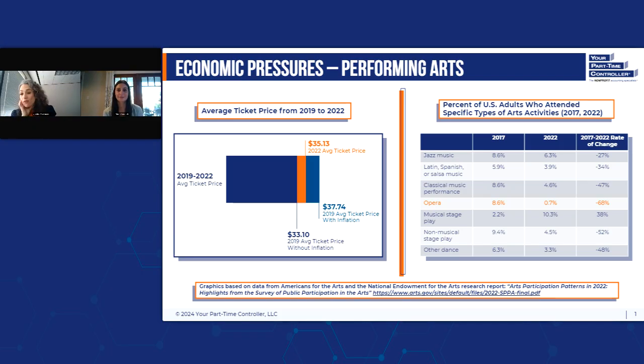And then classical music being right there behind it, having those being the kind of three biggest declines, along with dance right there next to it. So some pretty significant changes and a real need to look at what are some other ways to bring in revenue for these organizations.